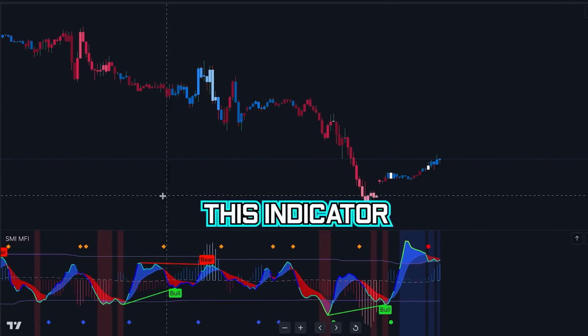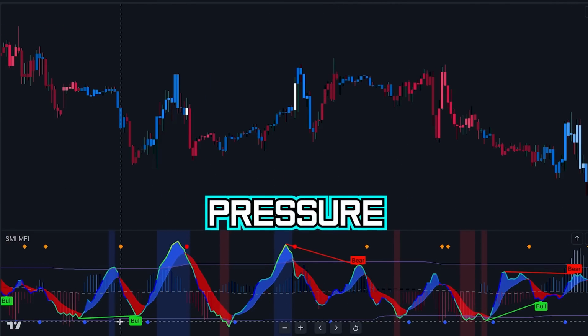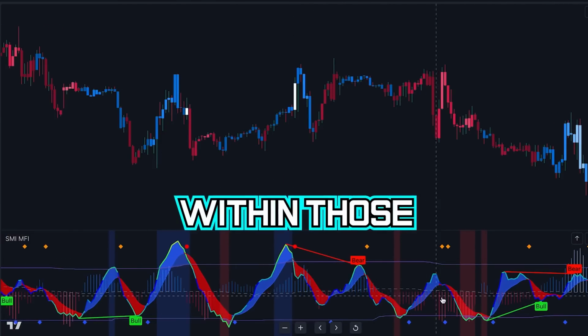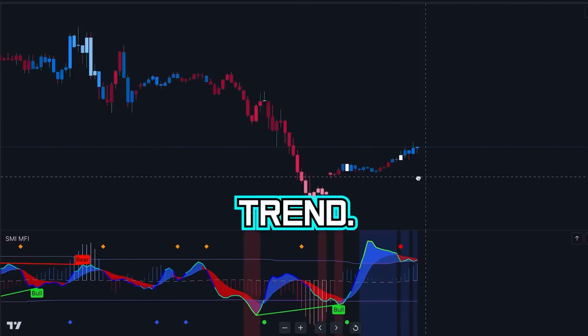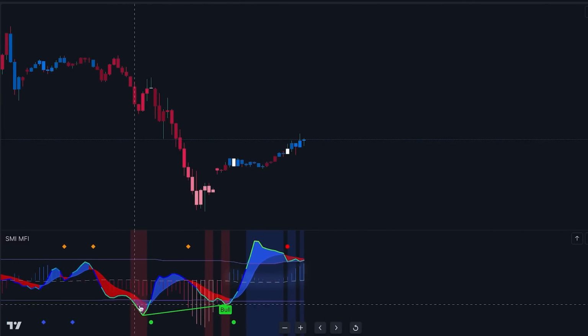Another method of using this indicator would have you use the histogram to determine buying and selling pressure and seek divergences within those regions that align with the trend. For example, here we have bullish pressure in the market, denoted by the blue histogram. And we can see that a bullish divergence was detected.